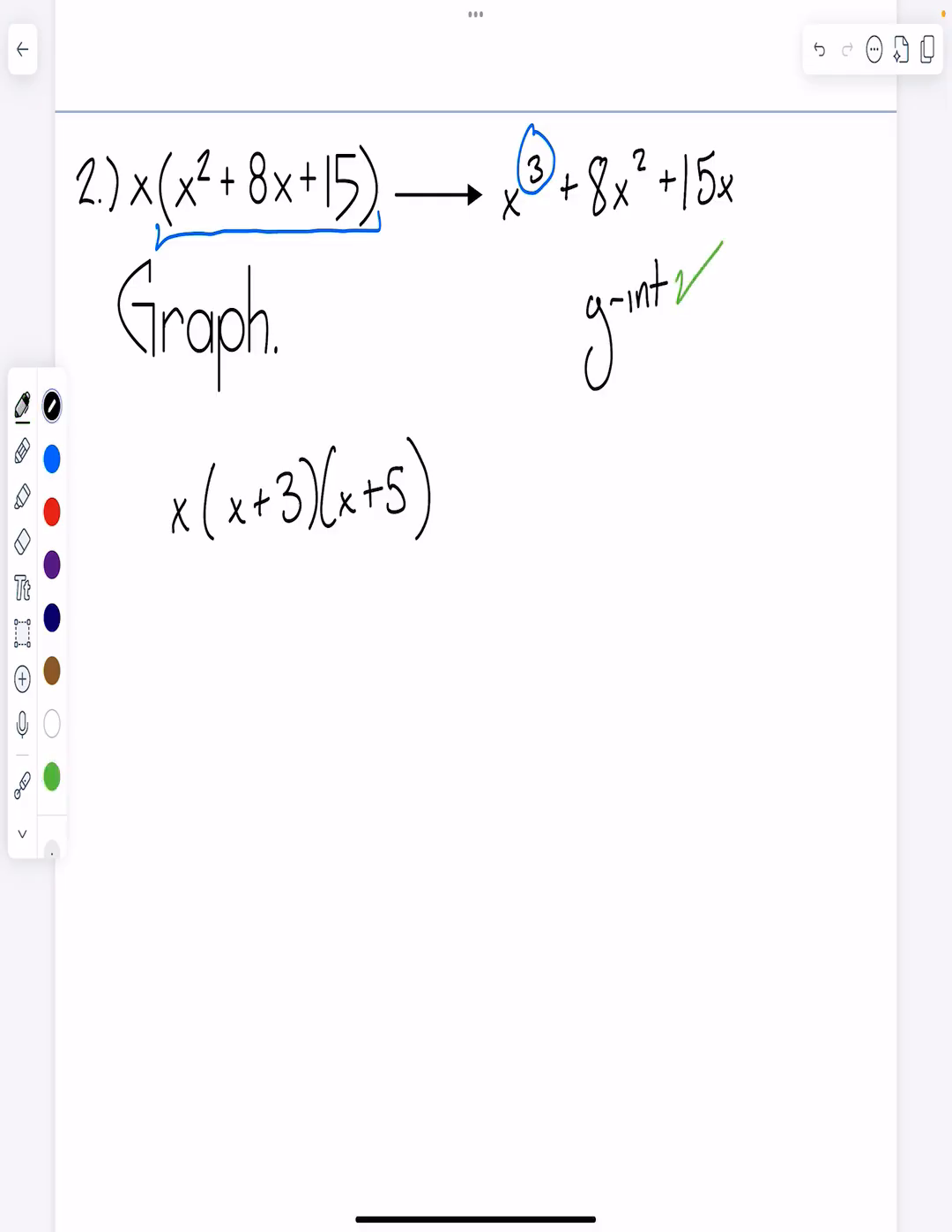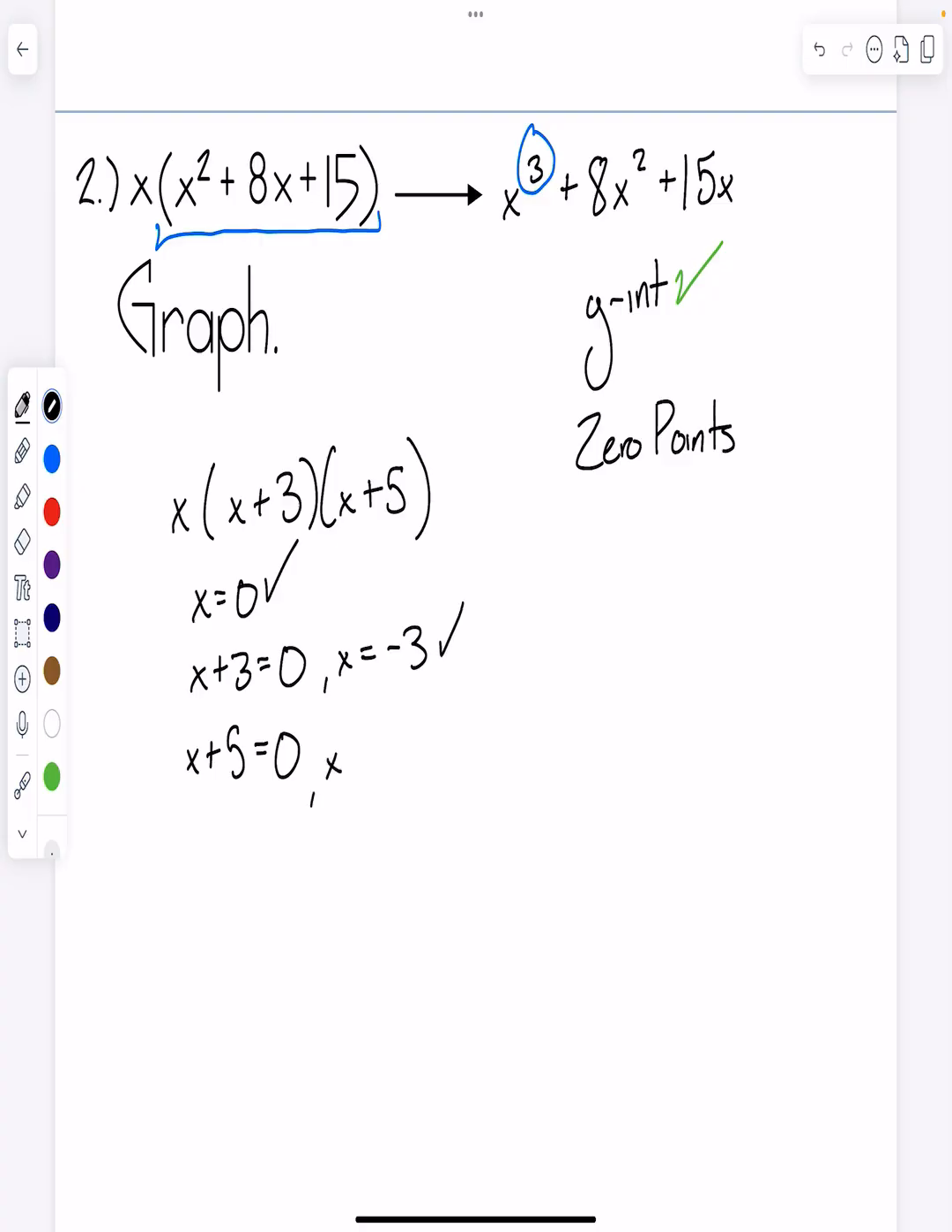And then my 0 points, right, are, let's say we set x equal to 0, x plus 3 equal to 0, and x plus 5 equal to 0, each of our terms. Already solved for the solution. This is x equal to negative 3, and this is x equals negative 5. Right, so now I have my 0 points.